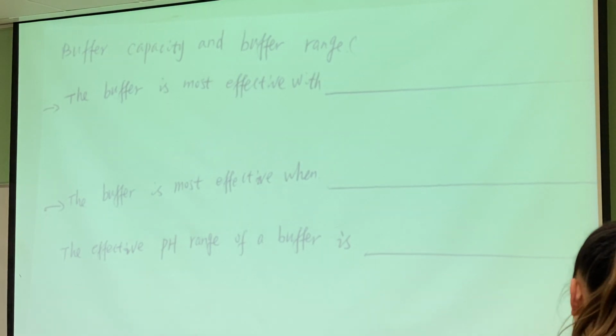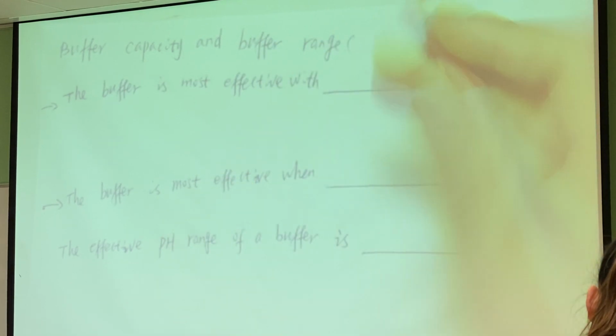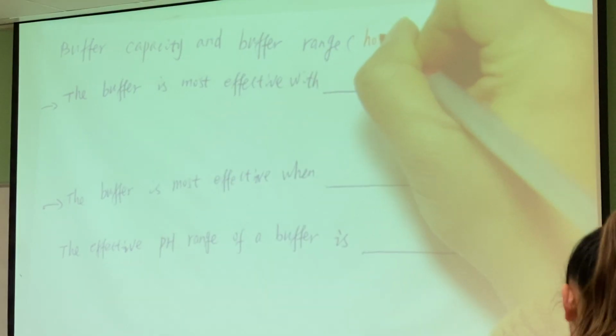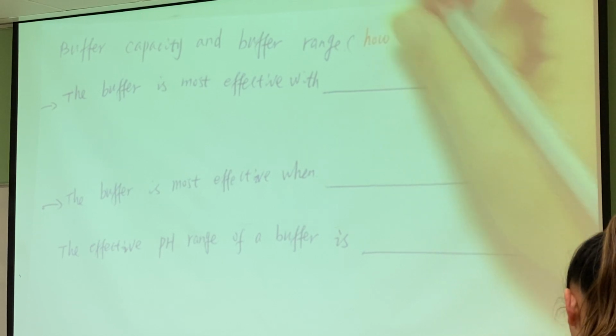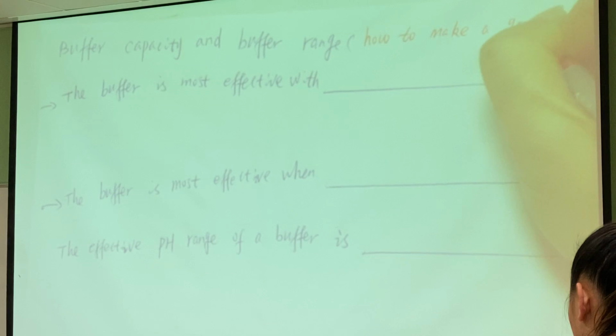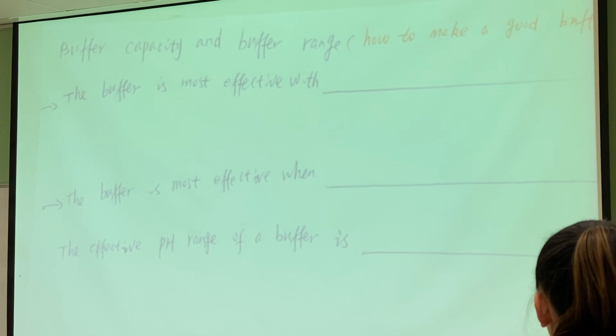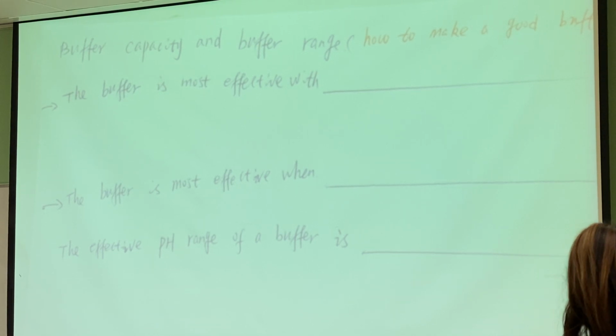So always say the buffer capacity and the buffer pH range basically tells you how to make a good buffer. A large amount for sure, you must have a large amount. And then you have a weak acid. That makes you a buffer. How can I know it's a good buffer?